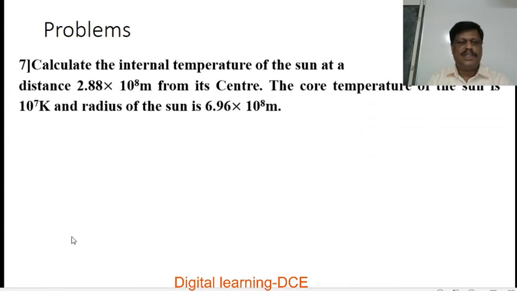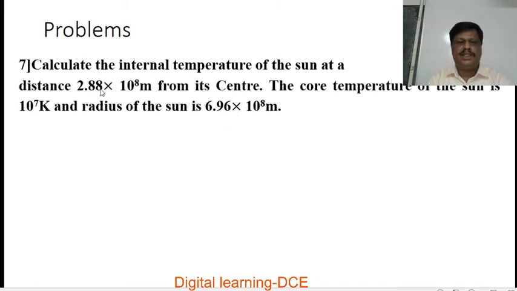The seventh problem is: calculate the internal temperature of the Sun at a distance 2.88 into 10 power 8 meter from its center. The core temperature of the Sun is 10 power 7 Kelvin and the radius of the Sun is 6.96 into 10 power 8 meter.